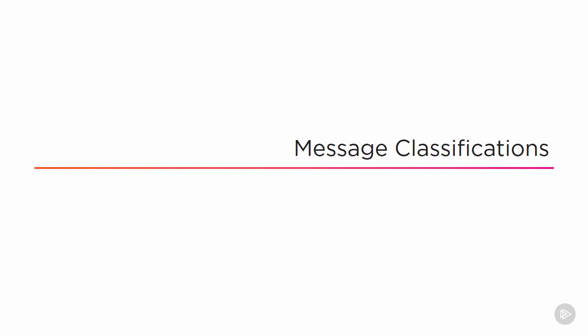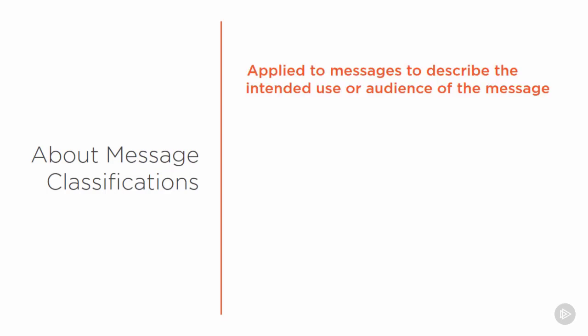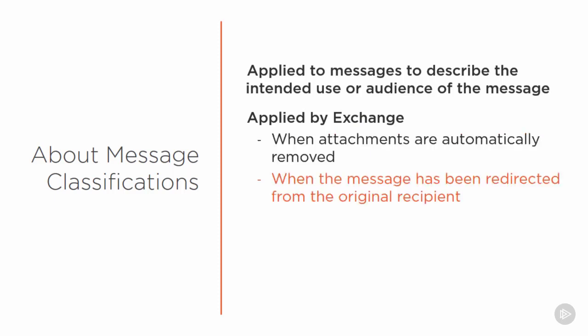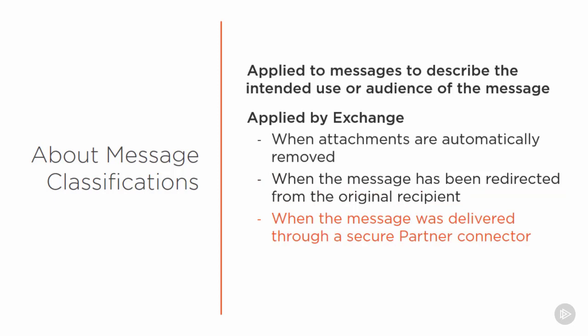In this video, we'll look at message classifications. Message classifications are labels that are applied to messages to describe the intended use or audience of the message. Classifications can be applied by Exchange when an attachment has been removed from the message, when the message has been redirected from its original addressed recipient, or when the message was delivered over a secure partner connector. Those three classification labels can only be applied by Exchange and not by users.